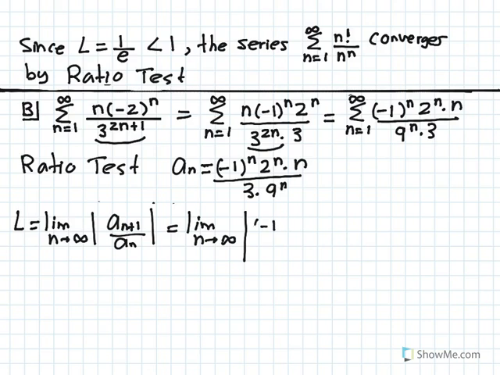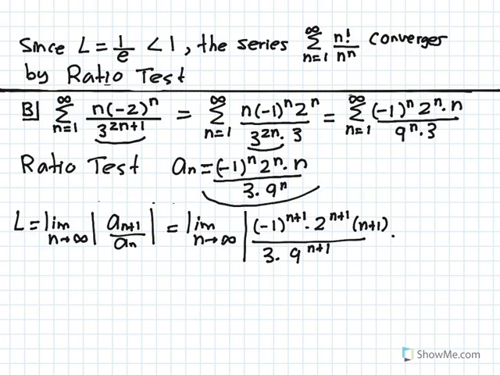So we get negative 1 to the power of n plus 1 times 2 to the power of n plus 1 times n plus 1, divided by 3 times 9 to the power of n plus 1. Now we divide by a sub n, which is the same as multiplying by 1 over a sub n, so we're just going to reciprocate this fraction. Times 3 times 9 to the power of n divided by negative 1 to the power of n times 2 to the n times n.